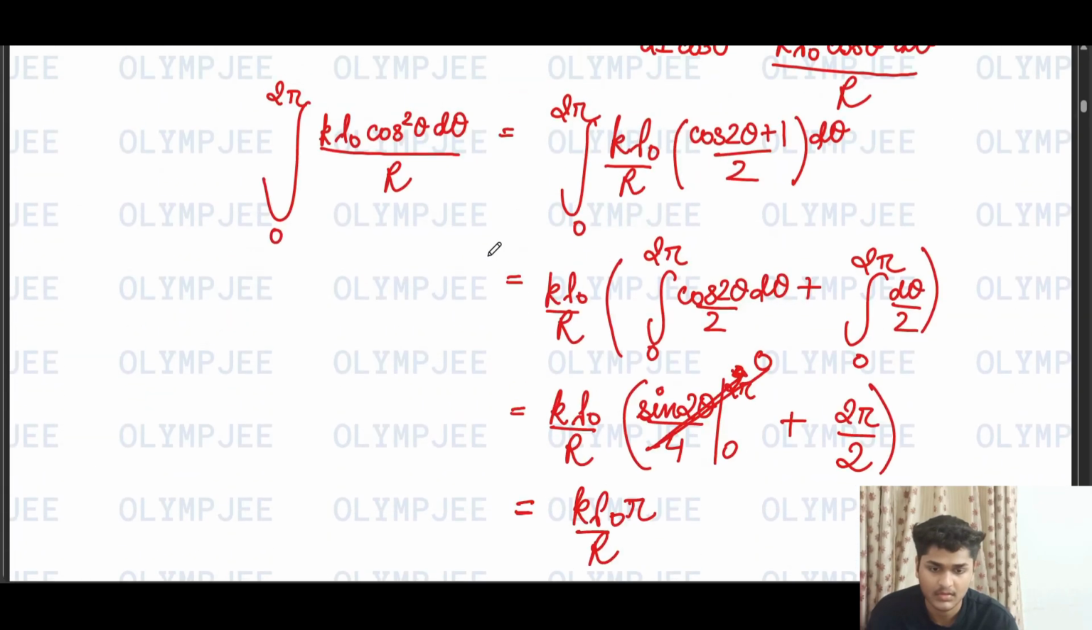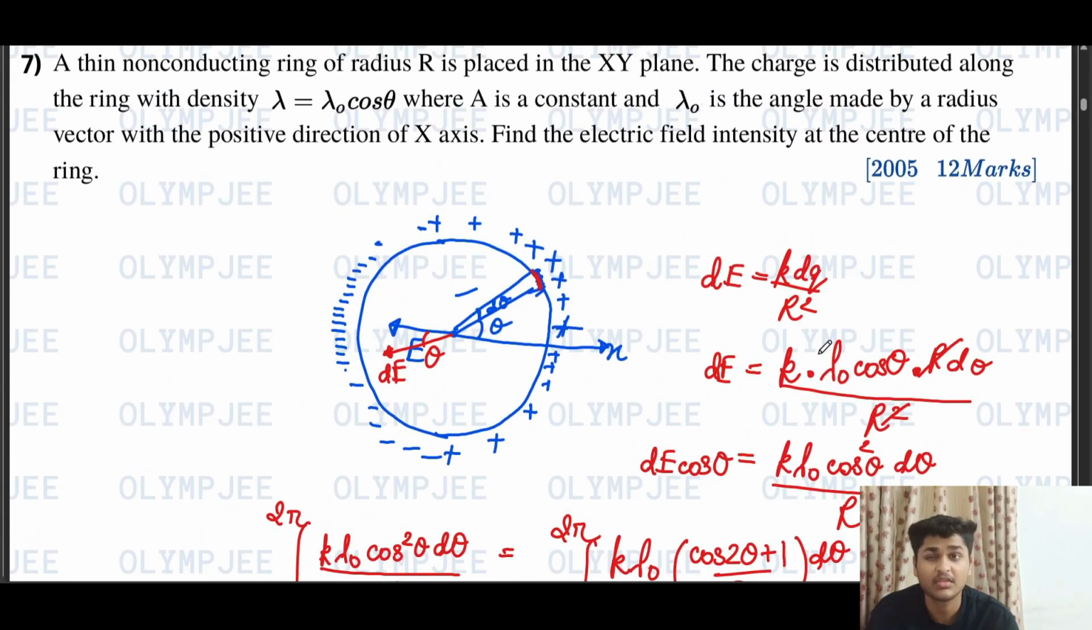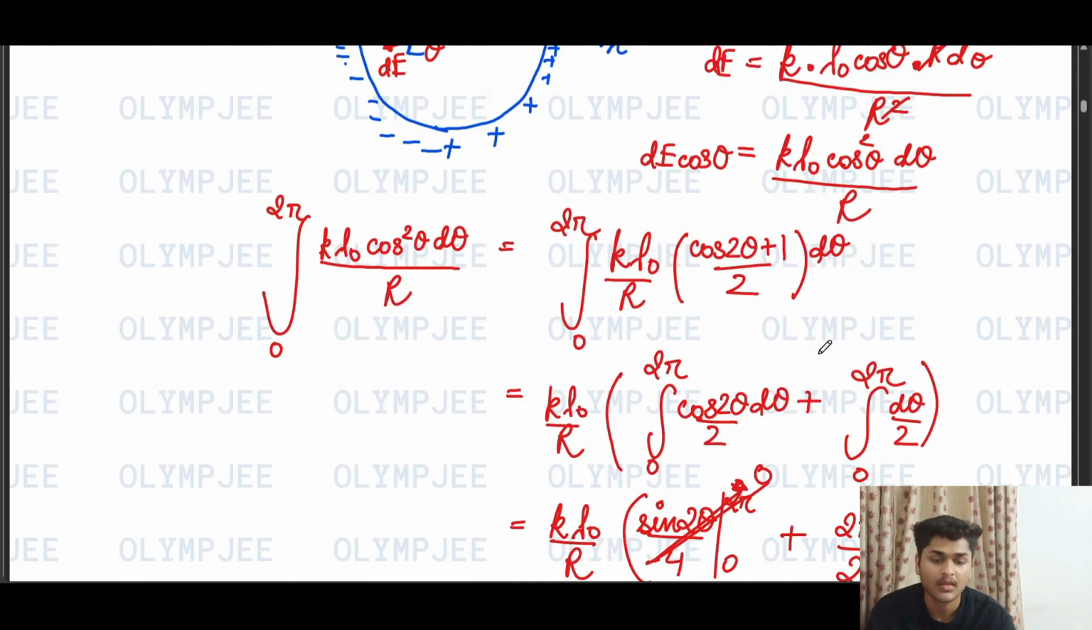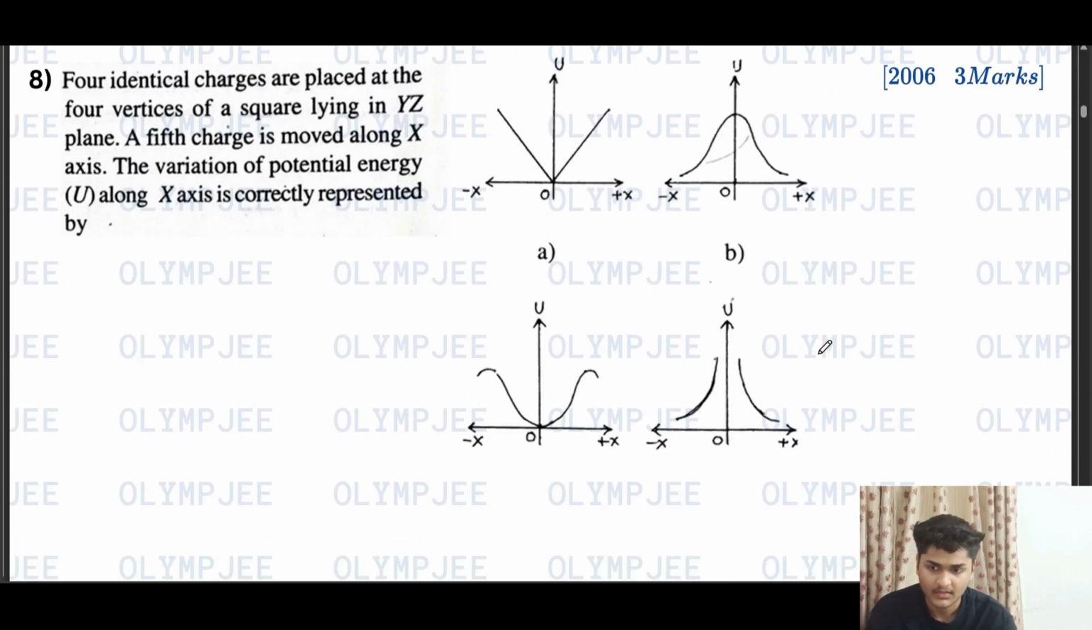So this was a 12 marker question, and this is a very common question, and you will find it in Irodov also and many coaching modules. So question 8 says 4 identical charges are placed at 4 vertices of a square lying in YZ plane. A fifth charge is moving along x-axis. The variation of potential energy along x-axis is represented by.